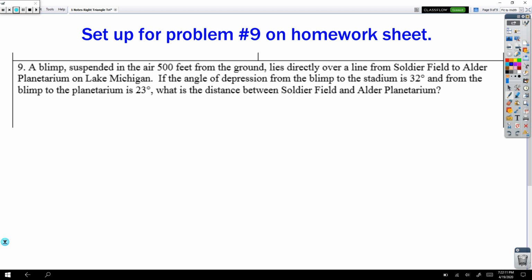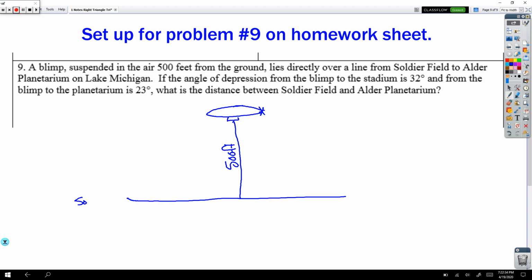So let's set up that picture first. So here's my blimp. Not the best blimp. And it is 500 feet above the center. Well, not necessarily the center, but here's Soldier Field. And here is Alder Planetarium on Lake Michigan. Okay. So that forms this triangle.